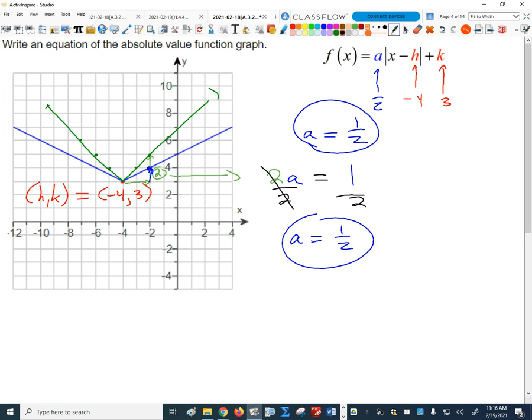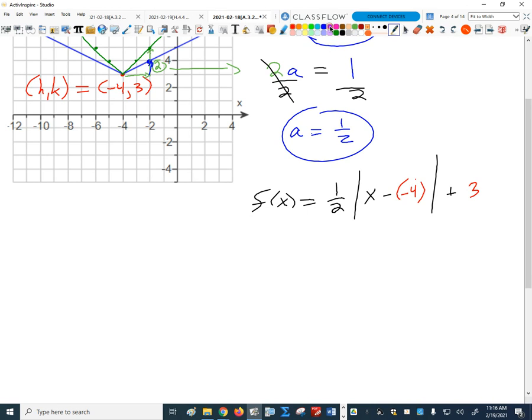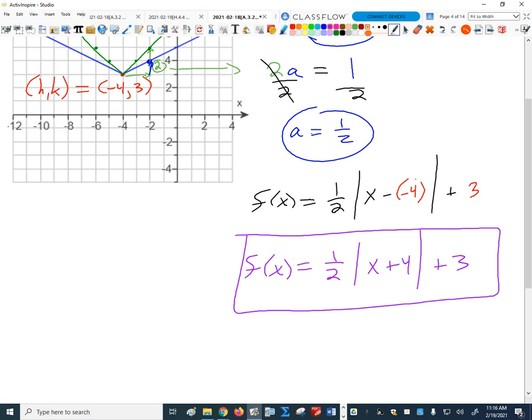And then what's that give me? If I do all that stuff, I get f of x equals 1/2 times the absolute value of x minus -4 plus 3. And subtracting a negative is like adding, isn't it? So my final answer just looks like 1/2 times the absolute value of x plus 4 plus 3. Okay, everybody good with that? Okay, and it takes a little practice. You'll get one like that on the assignment where you've got to work backwards. So you get a little practice with it.